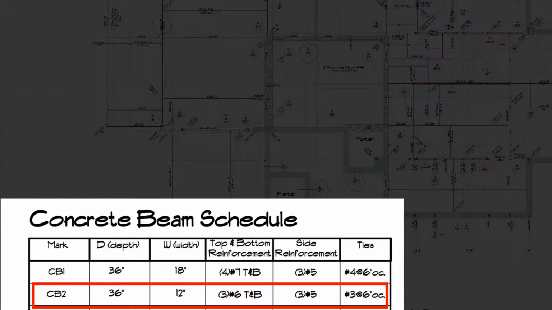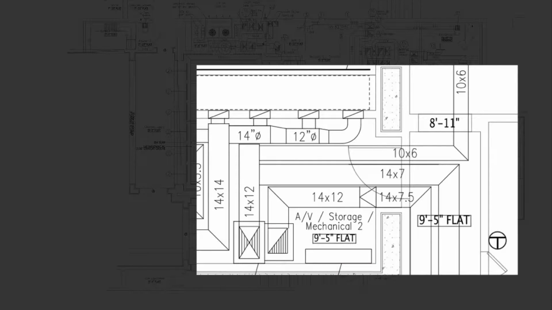This CB2 callout for the concrete beam over this opening references the engineer's concrete beam schedule and shows a concrete beam 36 inches in depth. These are the reflected ceiling plans for the basement, and note the ceiling height callout for the area adjacent to that mechanical room. And finally, here are the mechanical engineer's plans showing the duct sizes running through the area. Now let's put all the information in these plan pages together and see it in the construction model.